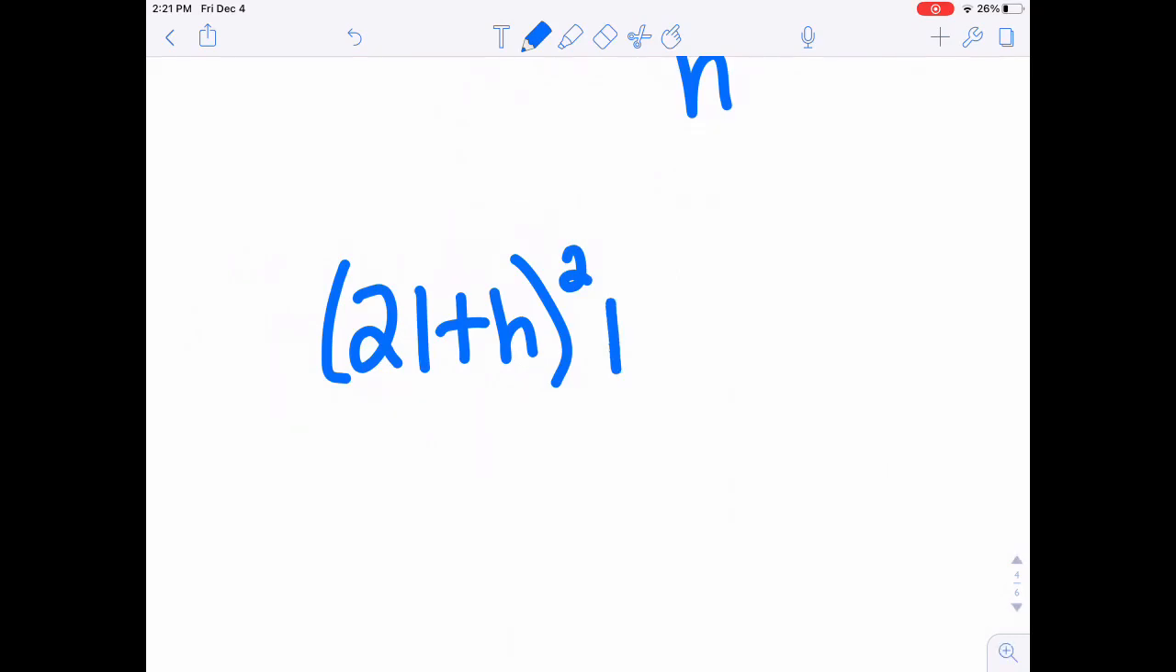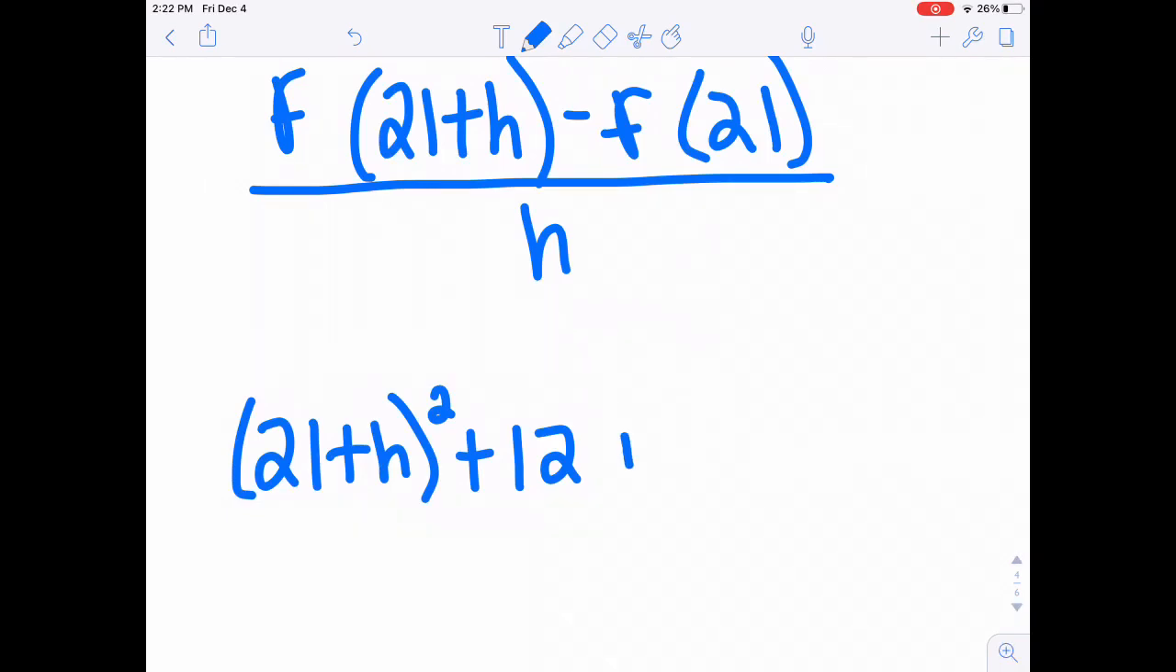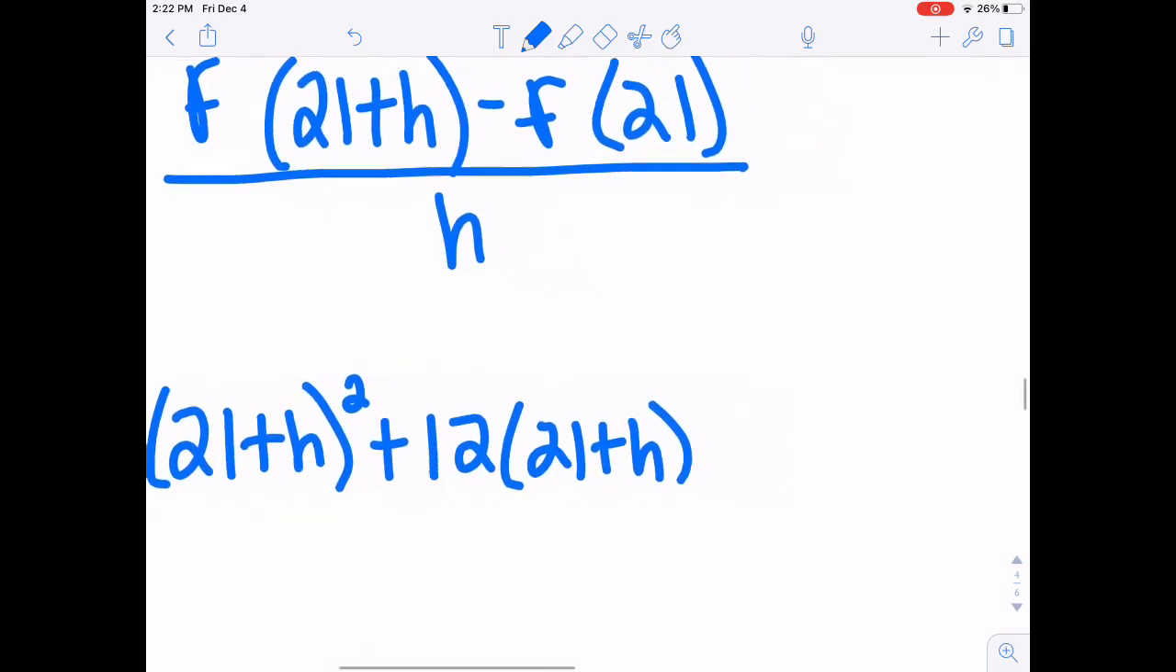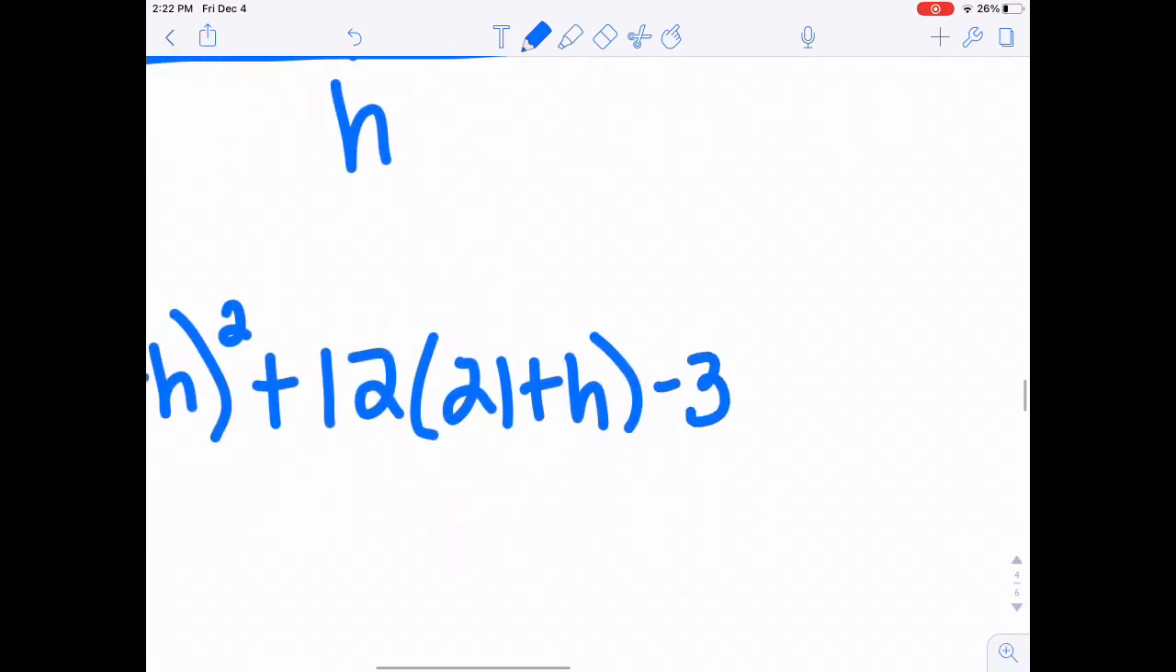And then next we're going to plug in 12. We're going to plug in the 21 plus h into the x, which is right next to the 12. And then we're going to minus 35 from that. And then on to the next part of the equation.